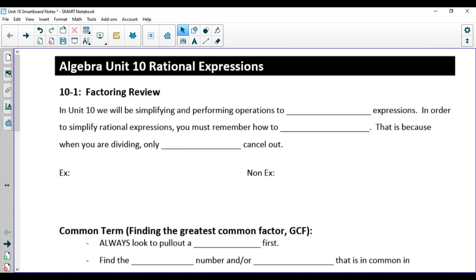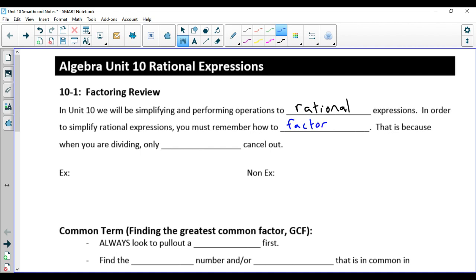We're factoring review again on this section. It says in Unit 10 we will be simplifying and performing operations on rational expressions. So rational expressions are fractions that have x's in them. In order to simplify rational expressions, you must remember how to factor.